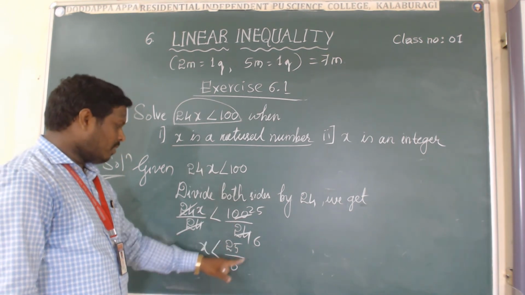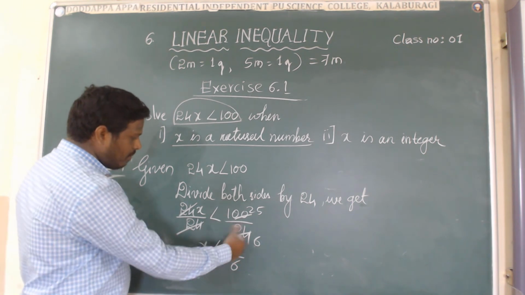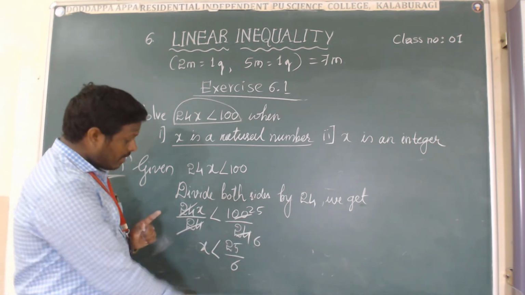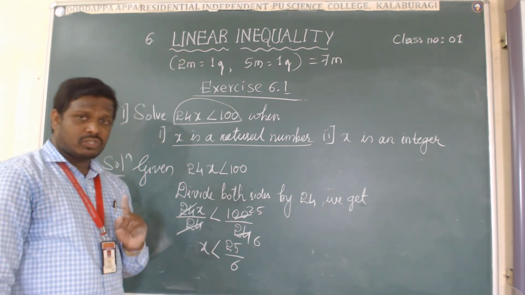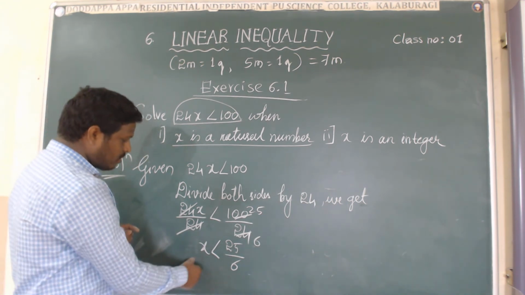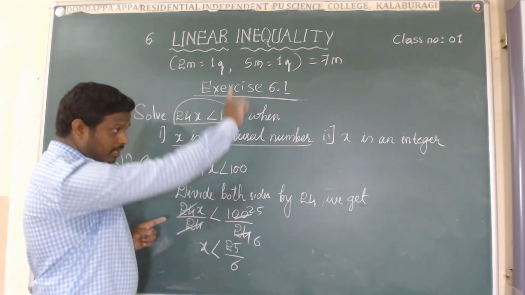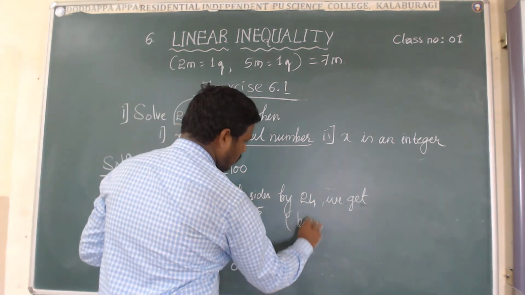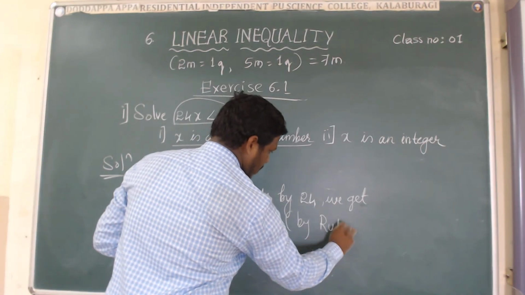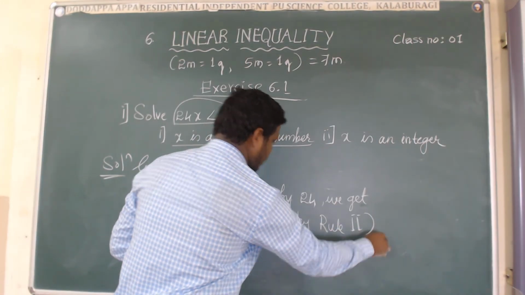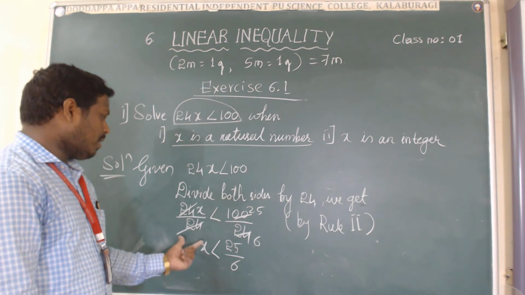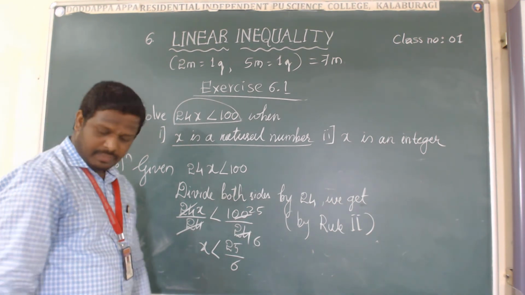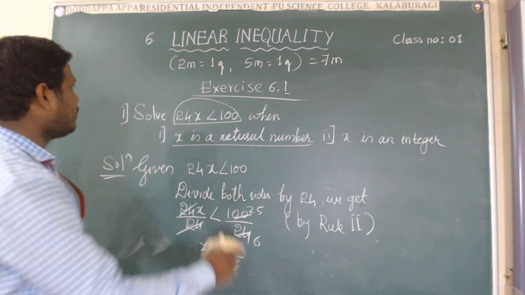Don't worry about whatever number comes on the other side. But the coefficient of x should become +1. Up to getting this coefficient of x, we have to simplify by using the first and second rule. Yes, I am using the second rule here, and I am getting x is less than 25 by 6. Now I am going to write the solution here.